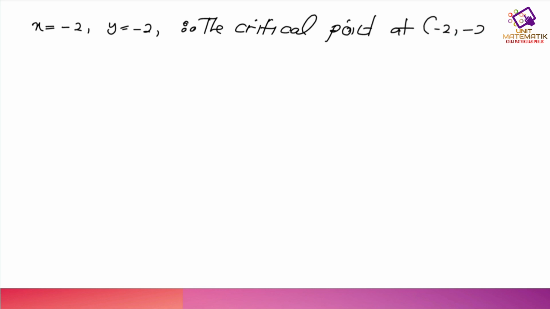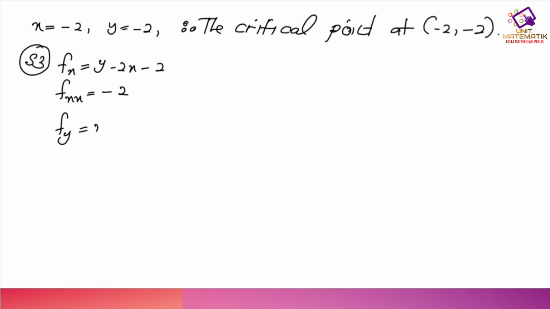Next, when the value of x is negative 2 and the value of y is negative 2, therefore, you write the critical point at (negative 2, negative 2). And the third step, find the second order partial derivatives. From f sub x, y minus 2x minus 2, therefore f sub xx is negative 2. And from f sub y, x minus 2y minus 2, therefore f sub yy is negative 2. And find f sub xy from f sub x, which is 1.